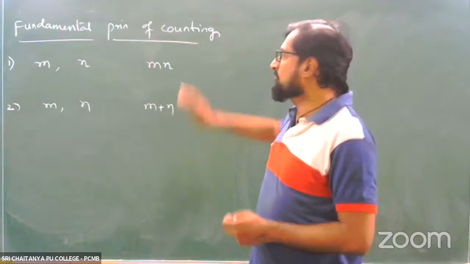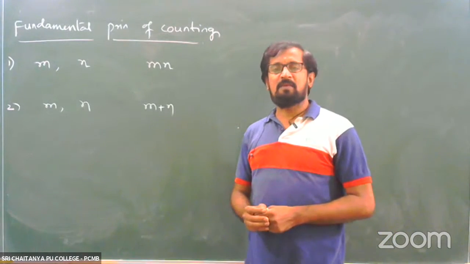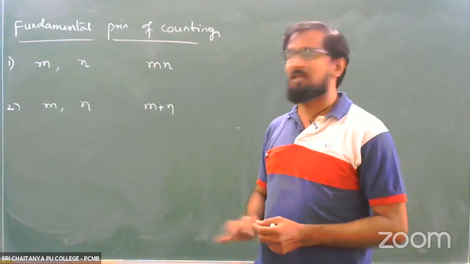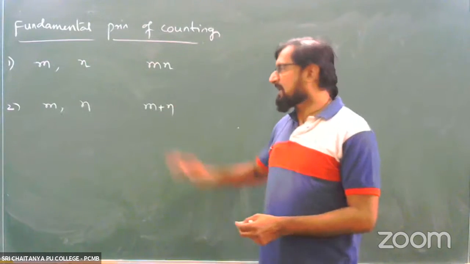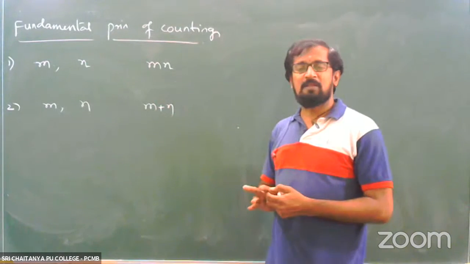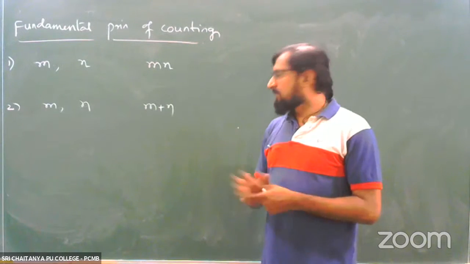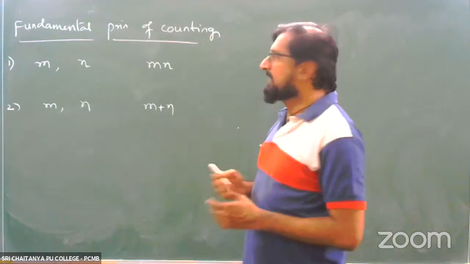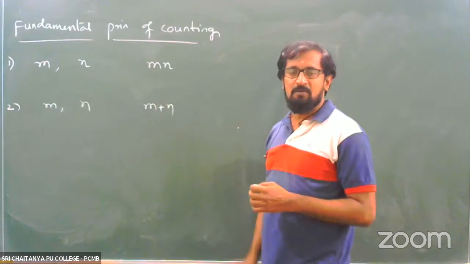I conclude these 2 points. If a work is done in m ways, another work is done in n ways, the two works simultaneously can be done together in mn ways. If a work is done in m ways, another work is done in n ways, then either of the two works can be done in m plus n ways. These two are said to be fundamental principle of counting over multiplication and over addition.